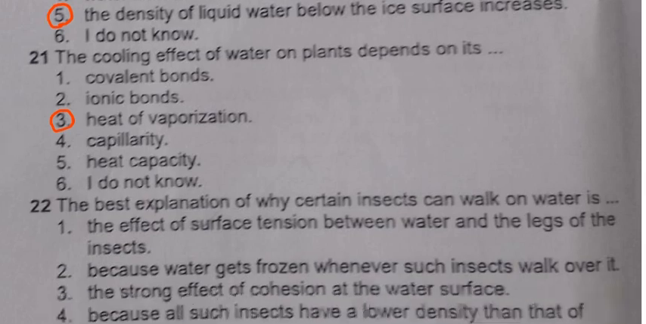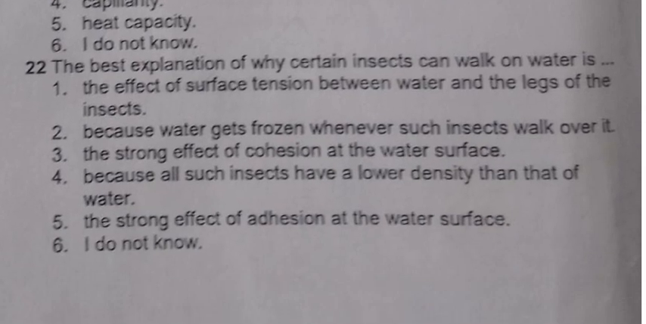Then 22, the best explanation of why certain insects can walk on water is. So here we are dealing with the surface tension of water. So let's see the answers. The effect of surface tension between water and the legs of the insects. Yeah, this is true. Let's see 2, because water gets frozen whenever such insects walk over it.